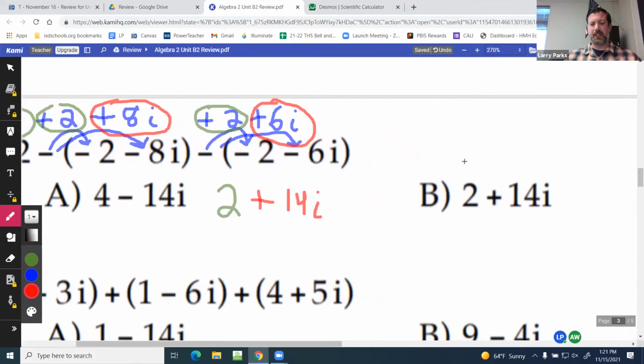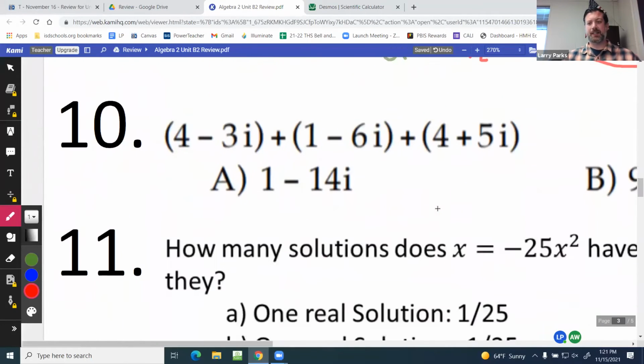So 2 plus 14i, the answer would be B. All right, next.